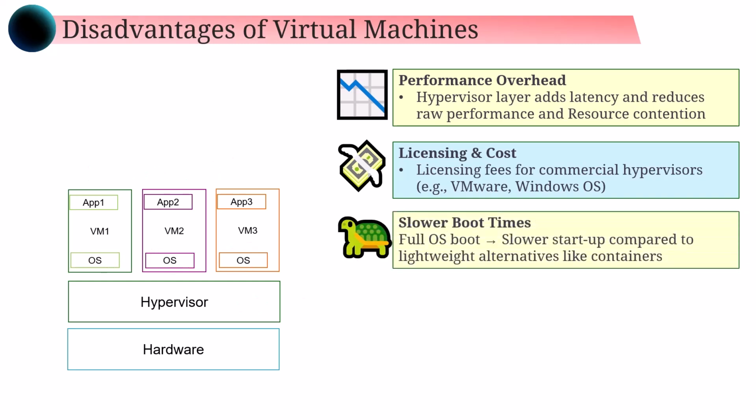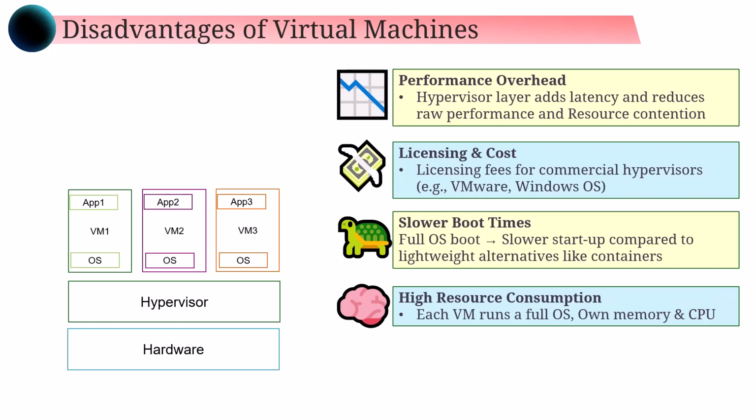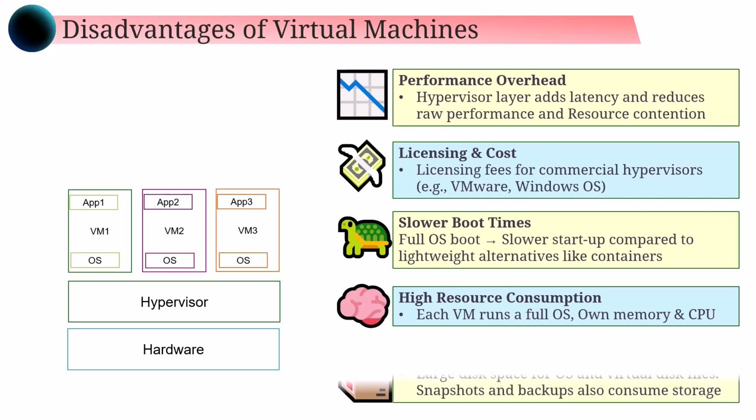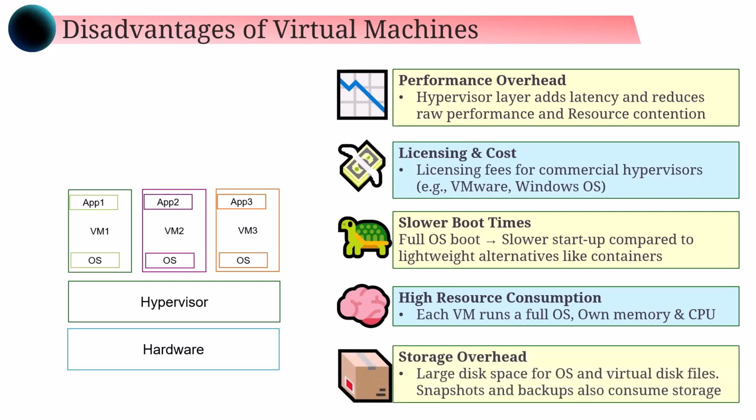Slower boot time. Each VM has a full operating system, and because it's booting from the operating system, it's going to take a longer time compared with alternatives like containers. High resource consumption. As we mentioned before, each VM creates its own virtual resources like virtual CPU and virtual RAM. Each VM runs on a full operating system, plus it has its own memory and CPU. Storage overhead. Snapshots and backups take a lot of space. Also, the large disk based on the operating system.